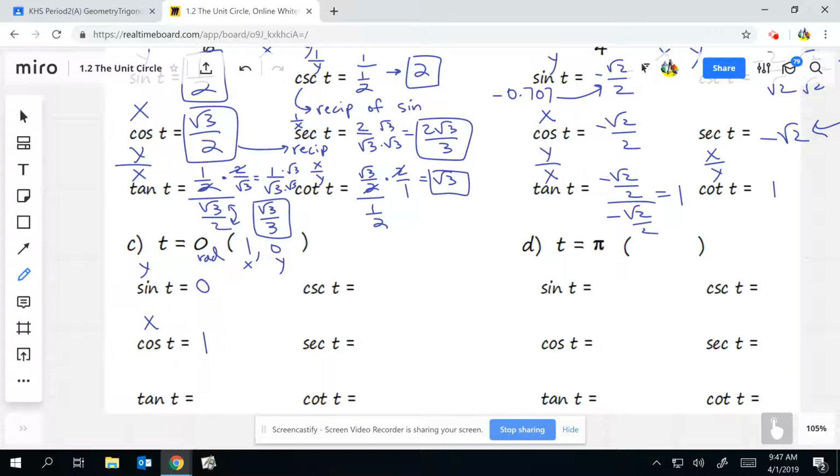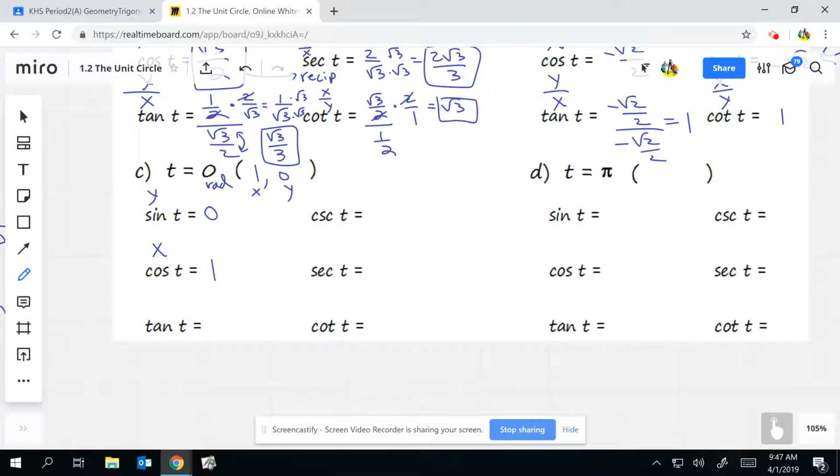If you put in your calculator sine of 0, you're going to get 0. If you put in cosine of 0, you're going to get a 1. When we get a tangent, you're going to need the y value divided by x. 0 divided by 1 is still 0. 0 on top is always going to equal a 0. Cosecant, though, is reciprocal. That would be 1 over 0. Ooh, what is 1 over 0? Not 0. Not 1. It's undefined.